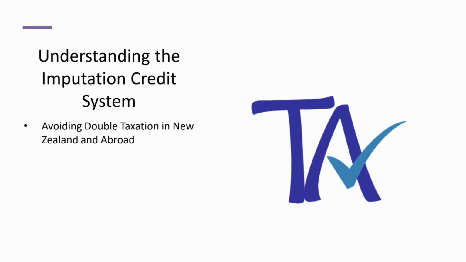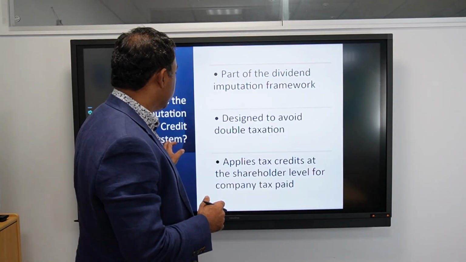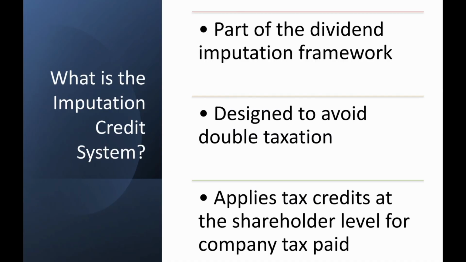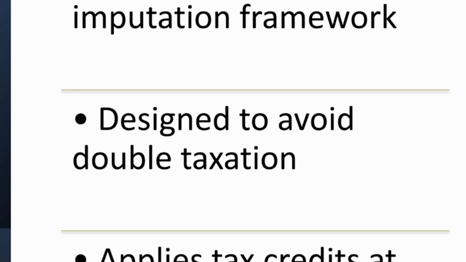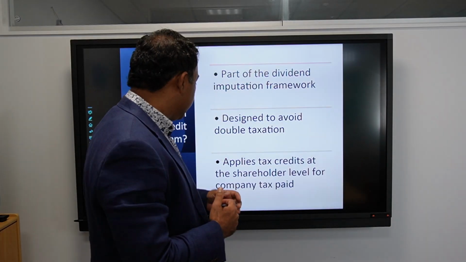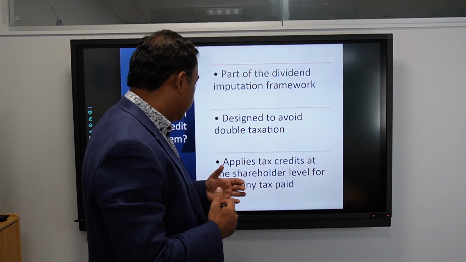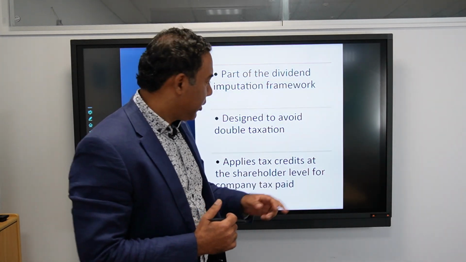So today I'll cover what the dividend credit system is and how double taxation can be avoided through this. So what is the dividend imputation system? This is part of the dividend imputation framework, and the main idea is to avoid double taxation and apply the tax credits at the shareholder level for company tax paid.